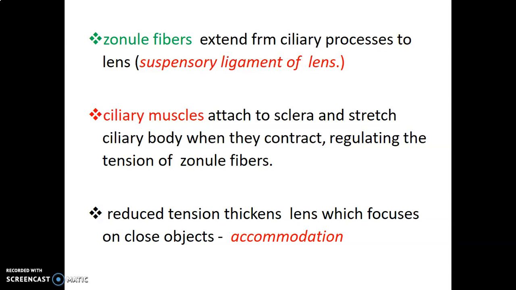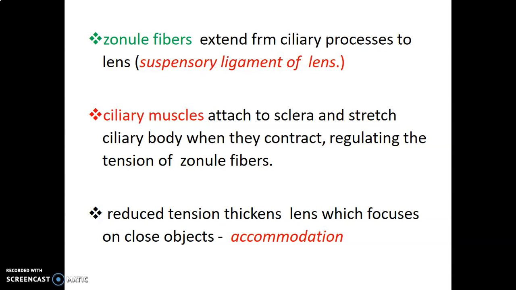But when you have less tension of the ciliary muscles, the lens now thickens and you're able to see things that are near, and that's what we call accommodation. So then we go to the iris.